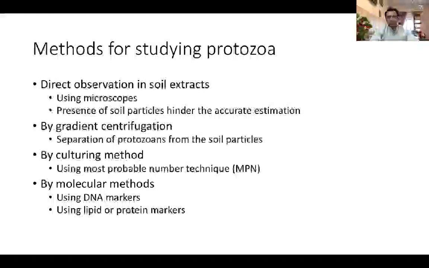Then another way to study the protozoa is the use of molecular methods, for example, using DNA markers. In this case, we extract DNA and then use specific primers to amplify the specific region. Specific means that they only amplify the particular region of the protozoa, not of other organisms. So then these amplicons can be analyzed. Some other signature molecules are also used for quantification and characterization of protozoa, for example, lipid and protein markers, so we can use them.